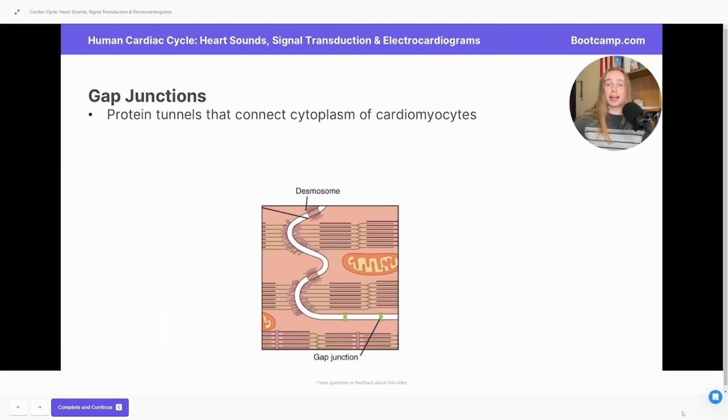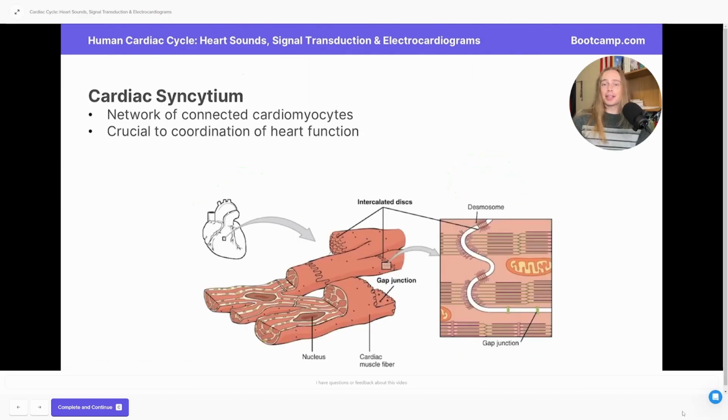This allows for the transfer of small molecules or ions from one cell to another. This also ensures the action potentials can be propagated from cell to cell. The connection of all the cardiomyocytes via gap junctions is often referred to as cardiac syncytium. Cardiac syncytium is really important to the function of the heart because it allows it to act as one unified organ.